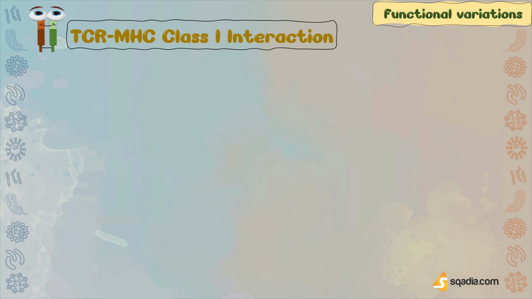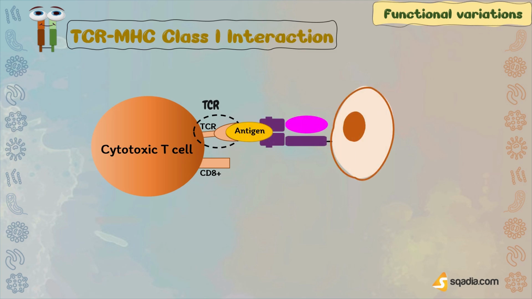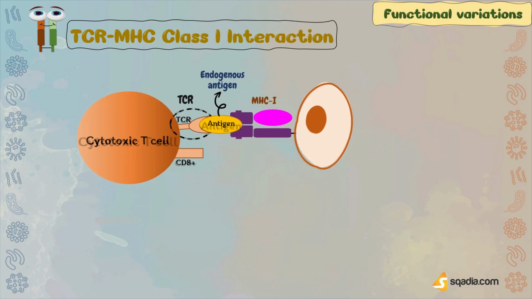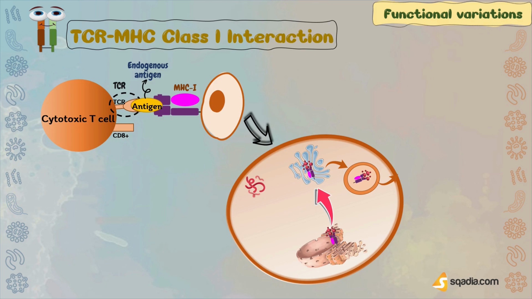Starting with TCR-MHC class 1 interaction. In this interaction, the T cells involved are cytotoxic T cells, also known as CD8+ T cells. These cells express TCRs that interact with antigens presented by MHC class 1 molecules. And the antigen presented by MHC1 are the endogenous antigens, which are derived from intracellular proteins synthesized by infected or cancerous cells.